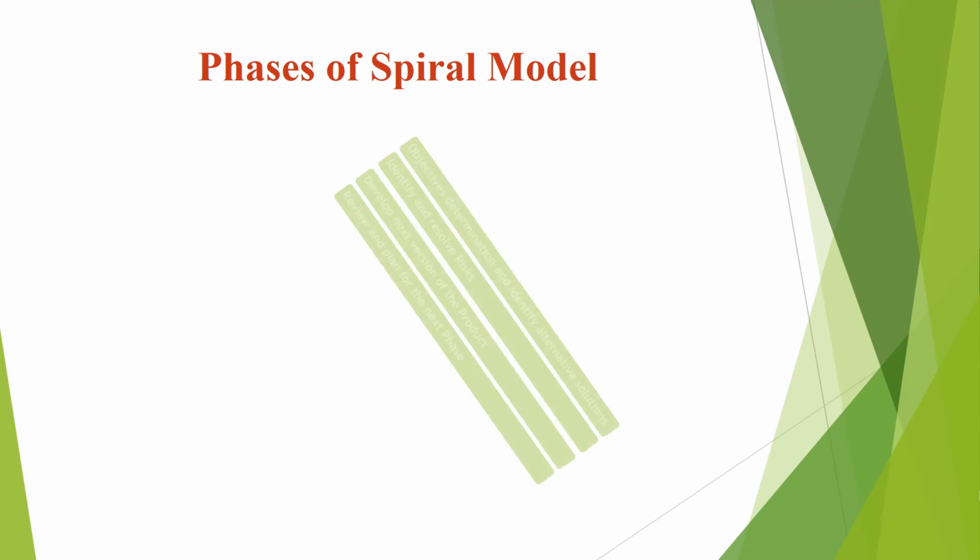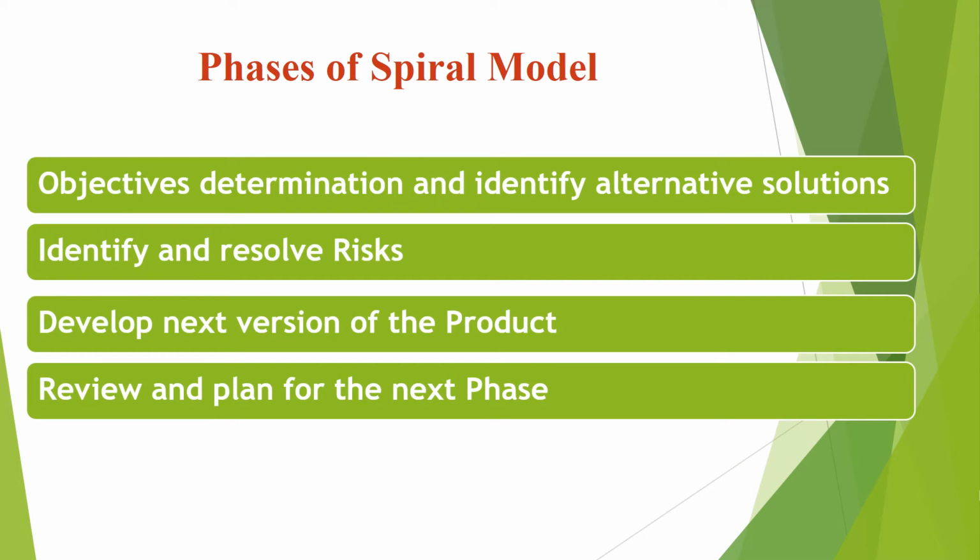Now let us see the four phases of the spiral model. First one is objectives determination and identifying alternative solutions. In this phase, each cycle in the spiral starts with the identification of the purpose for the cycle, the various alternatives that are possible for achieving the targets, and the constraints that exist. It identifies the objectives, alternatives and constraints of the portion of the product under consideration.